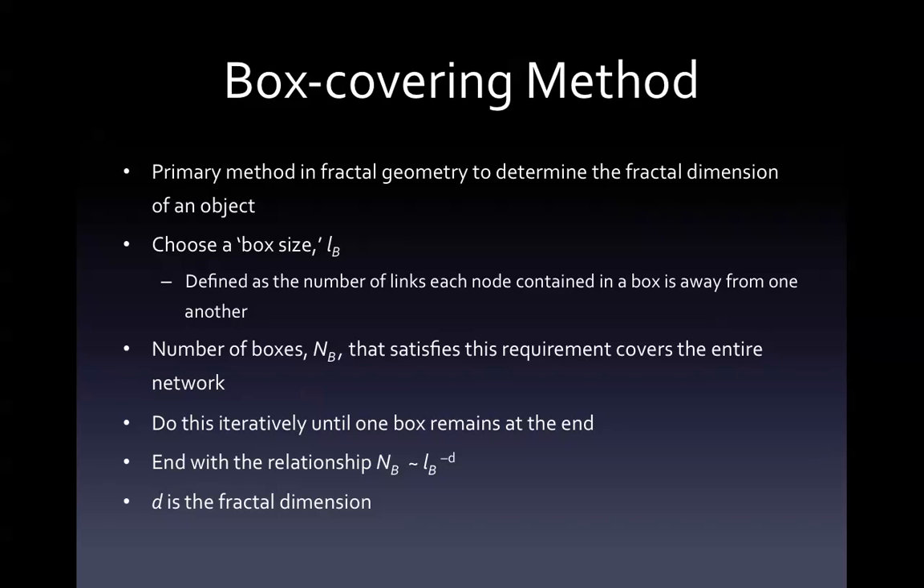So what is box covering? What does it entail? We have to first choose a box size. And we define the box size as the number of links that each node in this box is away from one another. I have a nice little diagram on the next page that I found in one of the papers I was reading that I will show you. After that, the number of boxes that we create in this manner, by finding nodes that are connected in this way, becomes our global number that we use to determine our fractal dimension. So we end up with our relationship N_B proportional to L_B to the negative d, or in other words, this power law relationship where d is our fractal dimension. So it's pretty cool.